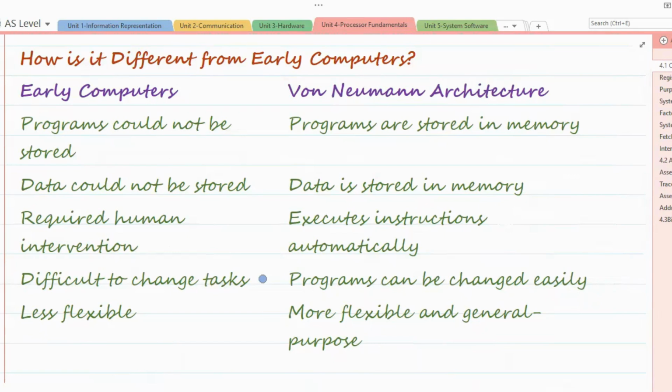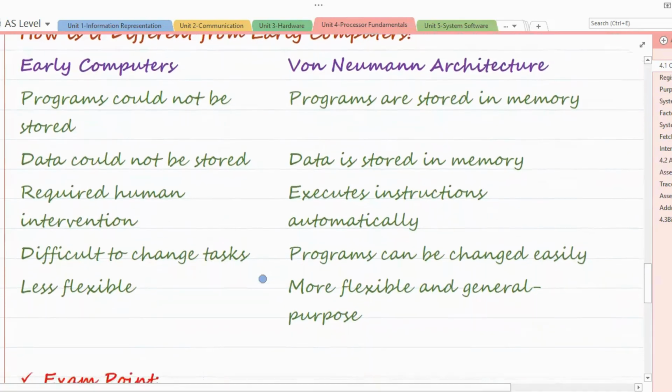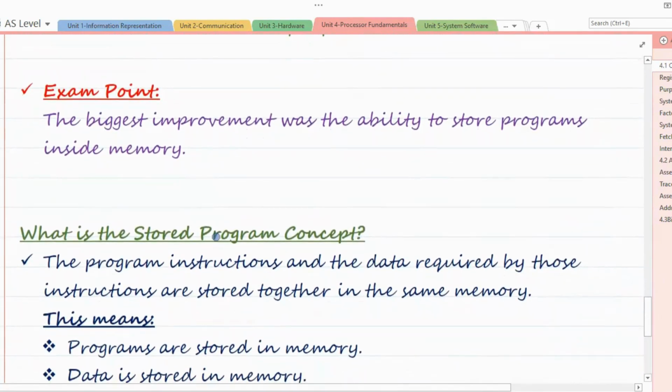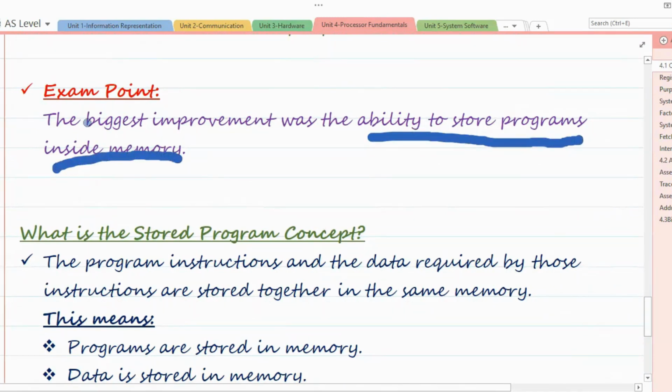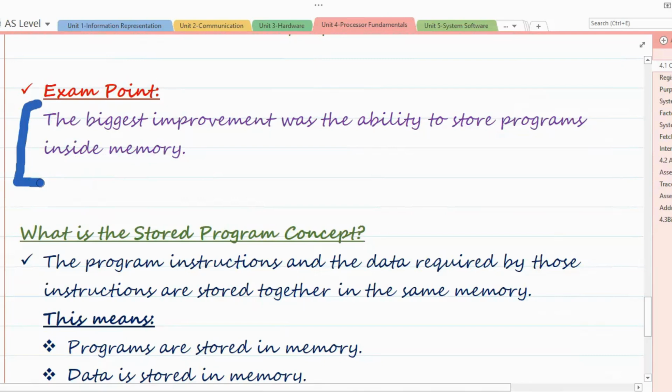So that's how early computers are different from von Neumann architecture. Sometimes I have seen questions that ask how the stored program concept or von Neumann architecture is different from early computers. This will help you answer those types of questions. From an exam point of view, the biggest improvement was the ability to store programs inside memory. This is the biggest change. Early computers didn't have the power to store programs or data.